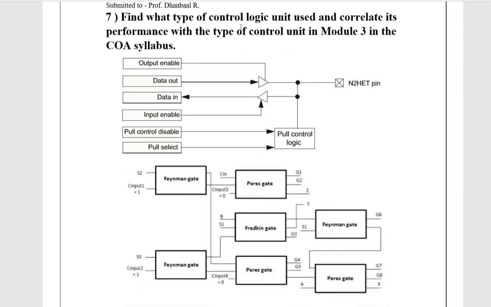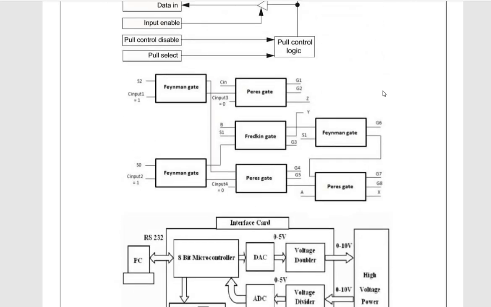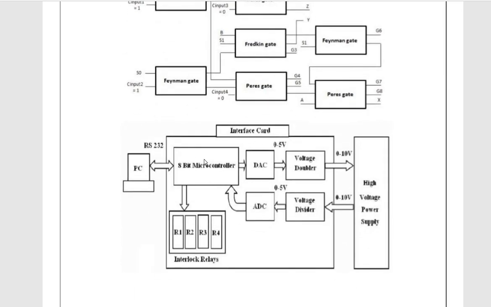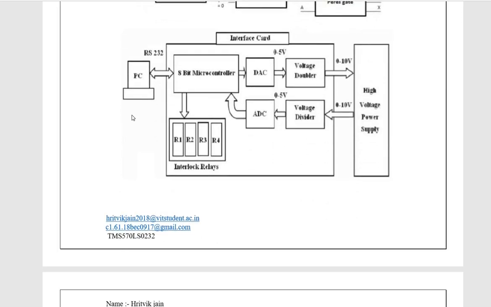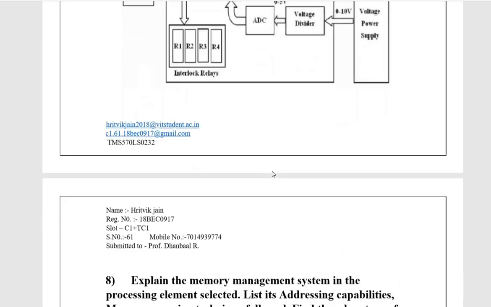In this I use a control logic unit, with output enable, data output, data in, input enable, input control disable, input pull select, and here is a NOT gate, and here is also a NOT gate, and a toggle pin is also there. So this is how the processor is working. An interface card is also there, which is an 8-bit microcontroller going to the DAC and voltage doubler, and interface layers are also there. So this is the working of the control logic unit.